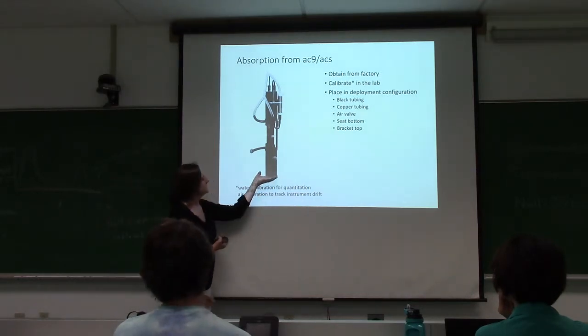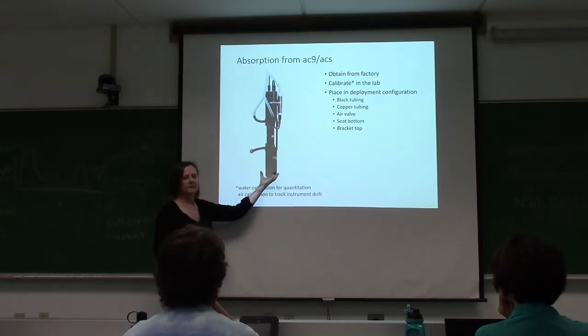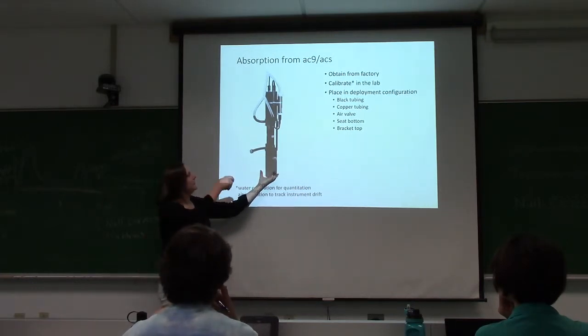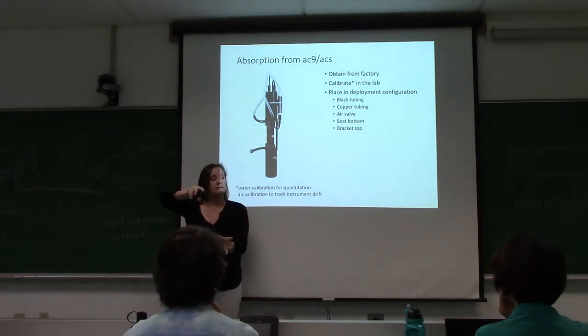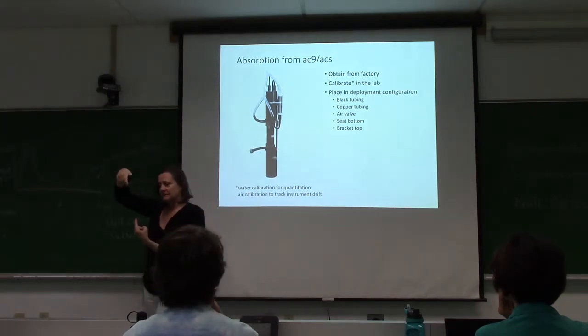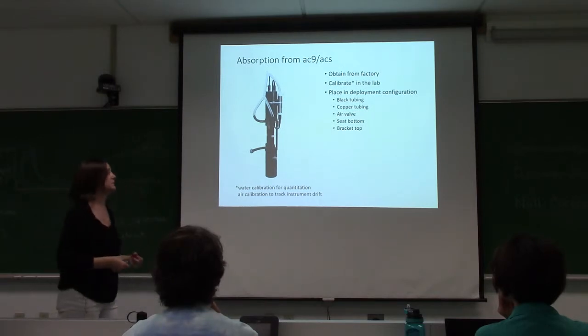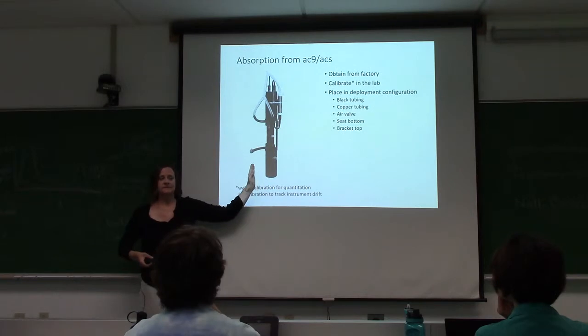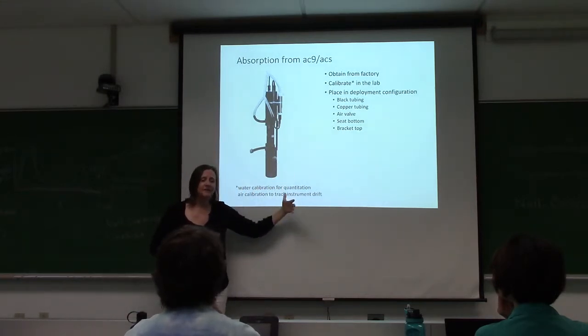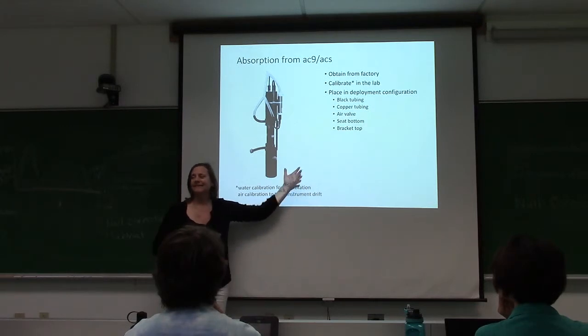I tend to seat mine in the bottom. I have a little cup that it sits in, and then I bracket the top. You don't want to bracket the bottom because you can tweak it and then change the alignment, and the alignment of the instrument is really important. And then what are you going to do? Calibrate it. Because you don't know what you've done once you've configured it.